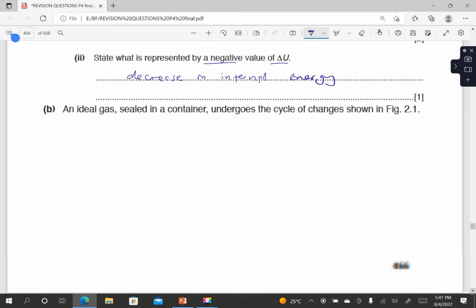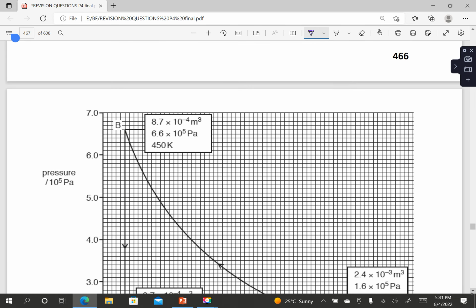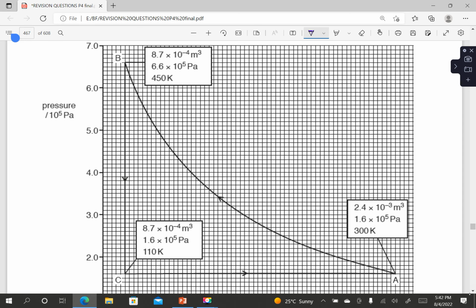Decrease in internal energy. Next, an ideal gas sealed in a container undergoes the cycle of changes shown. Let's see the cycle of changes. So you can even see before calculation, it is pressure against volume. Along BC, there is no work done. The work done here is 0 because the volume is constant. Along CA, the work done is negative because the volume is increasing, the gas is expanding. Along AB, the work done is positive because the volume is decreasing, the gas is being compressed. Okay, let's see the questions.